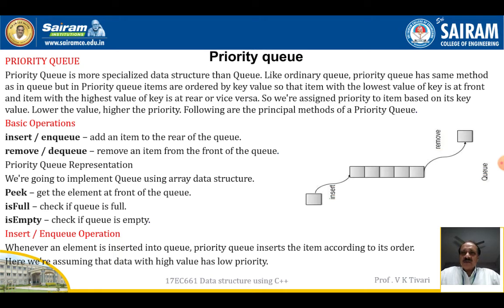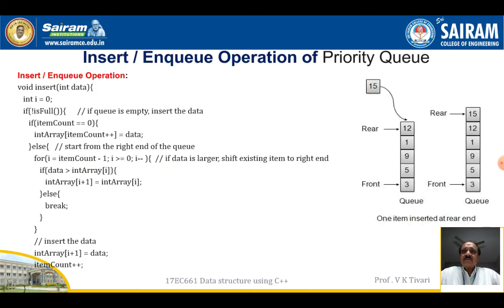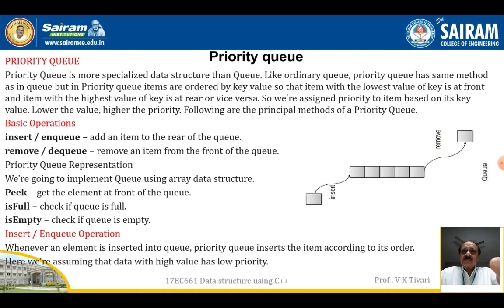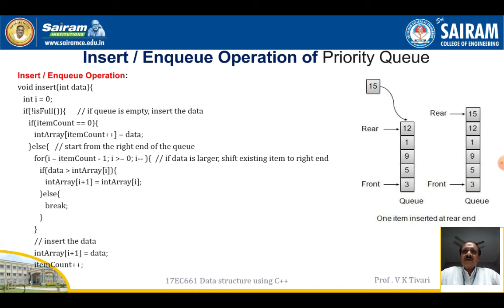Insert or enqueue operation. Whenever an item is inserted into the queue, the priority queue inserts the item according to its order. Here we are assuming that data with a high value has low priority. The insert and enqueue operations of the priority queue are defined as below.